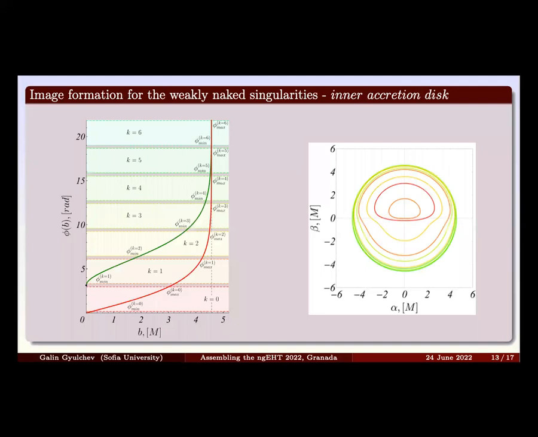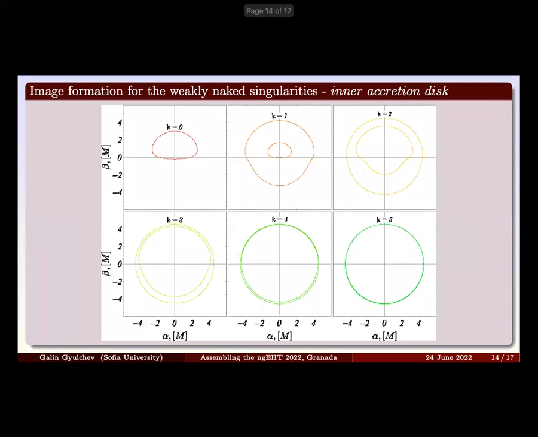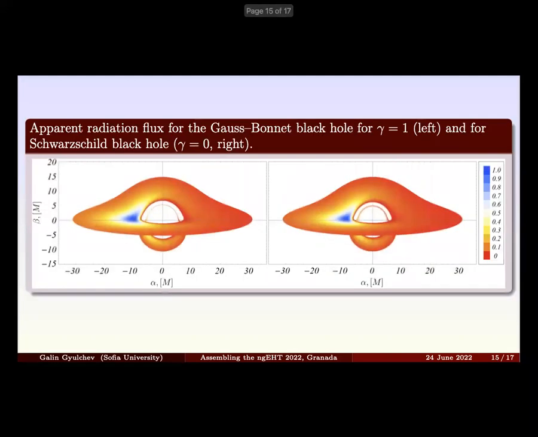If we repeat this procedure for the inner accretion disk, we obtain the same information here. So these here are all the possible images of the objects from the inner accretion disk. So finally, if we repeat the same procedure here, we obtain all the possible images that come from the accretion disk. So again, we see that because of this number K, all of the images are going to resemble the size of the shadow. Here the last one represents the size of the shadow.